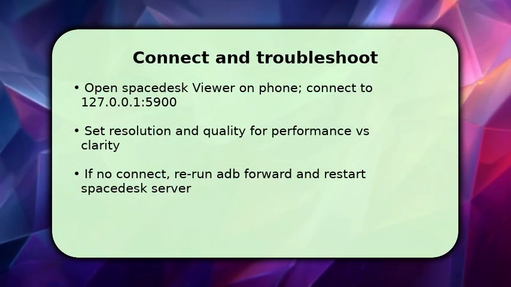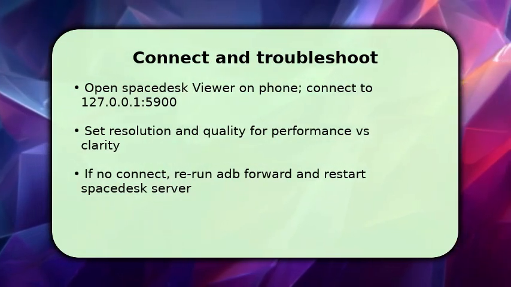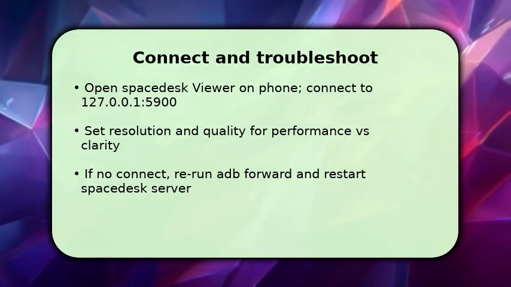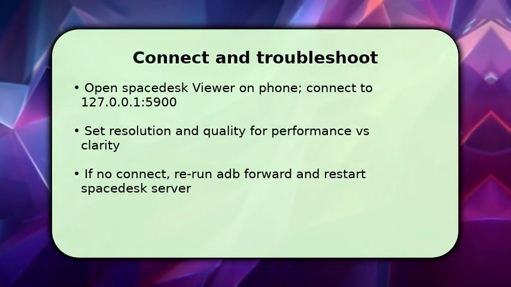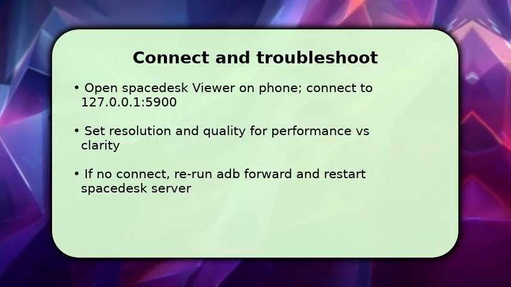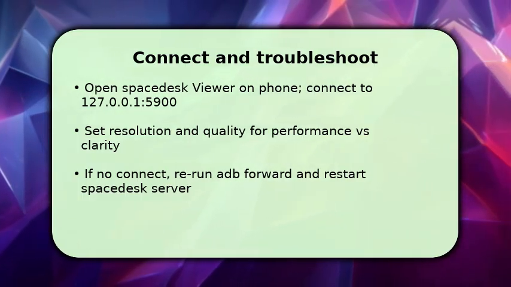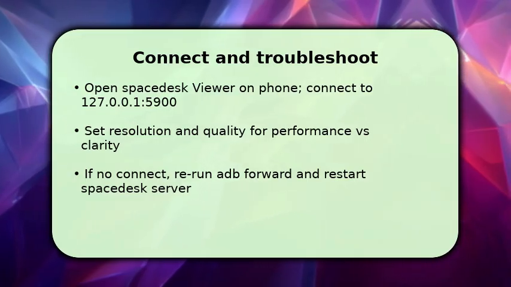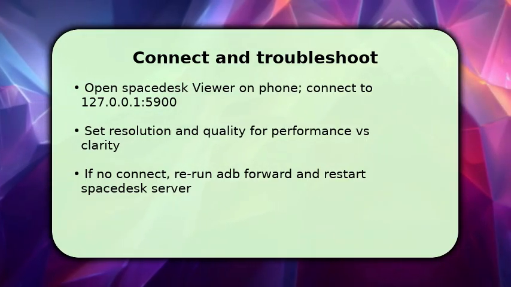You finish by opening Spacedesk Viewer on the phone and manually connecting to 127.0.0.1 using port 5900. This targets the forwarded USB tunnel. Once connected, adjust resolution and image quality so performance matches your needs, lower resolution for responsiveness, higher for clarity.